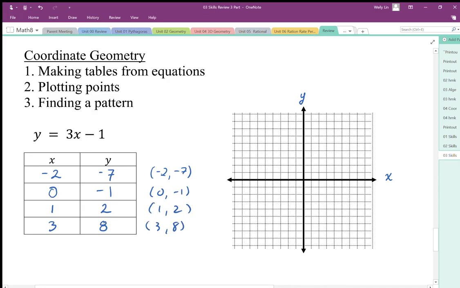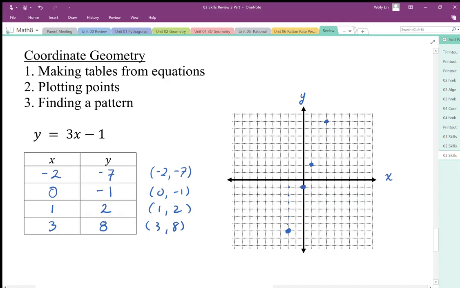So graphing these coordinates, I'm going to start at the middle. I'm going to go horizontally first, so -2 means I go 2 to the left. -7 means I go 7 down, so 1, 2, 3, 4, 5, 6, 7, and there's my point. 0, -1 is going to be a point here. 1 over 2 up is going to be a point here. 3 over 8 up is going to be a point here.